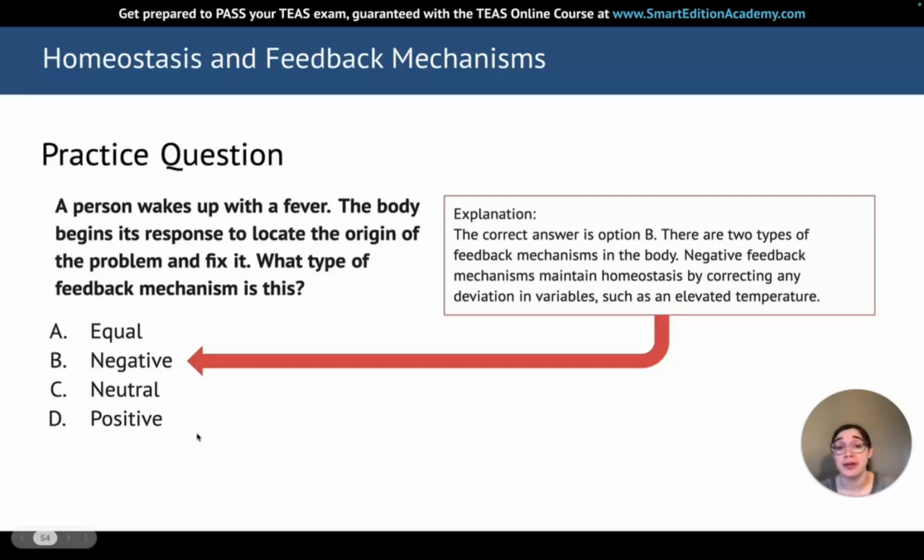They're rare in healthy individuals and are more likely indicative of some kind of pathological or disease state. Instead of correcting deviations in variables, positive feedback mechanisms accentuate them. They make them larger. They make the deviation even greater. And that's not what we're seeing in this practice question. So that can't be our correct answer. So the best answer, as we've seen, is option B, negative, and that is the correct answer here. Remember, in the case of feedback mechanisms, negative is a good thing.